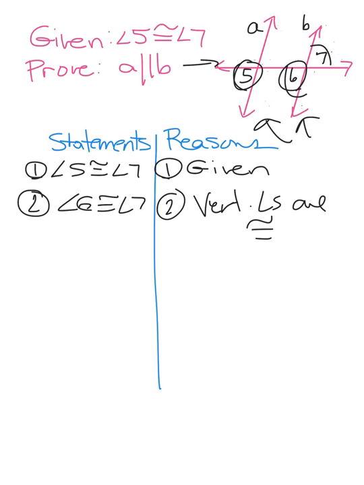So the first thing I need to do in the next step is I need to say, because 5 is congruent to 7 and 6 is congruent to 7, I know that angle 5 is also congruent to angle 6, and that's through substitution.